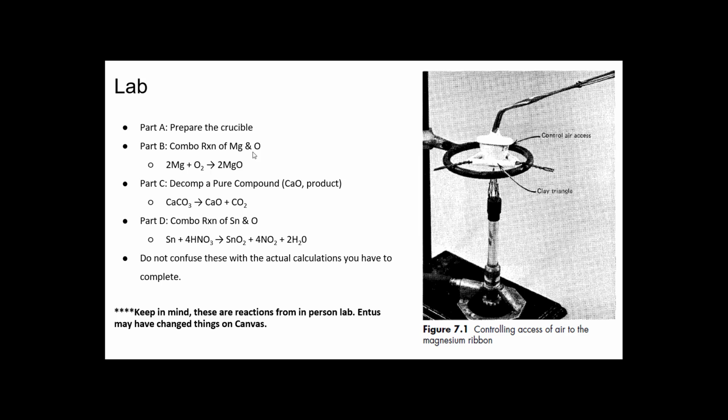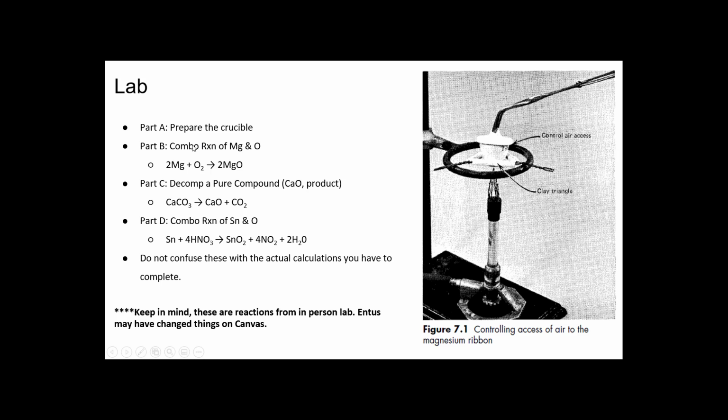In the lab, we have a few parts. Part A is you prepare the crucible, so you need to read and follow the directions for how to prepare the crucible to be heated for this lab. And here's an example of what it would look like if you were actually in the lab with the tongs still holding the lid here.